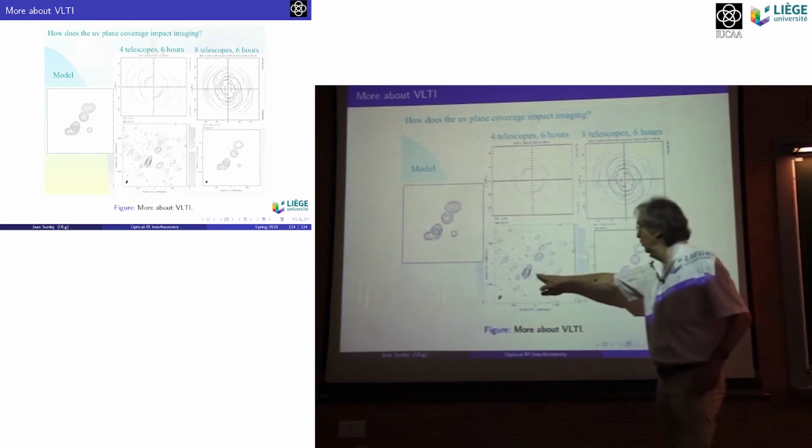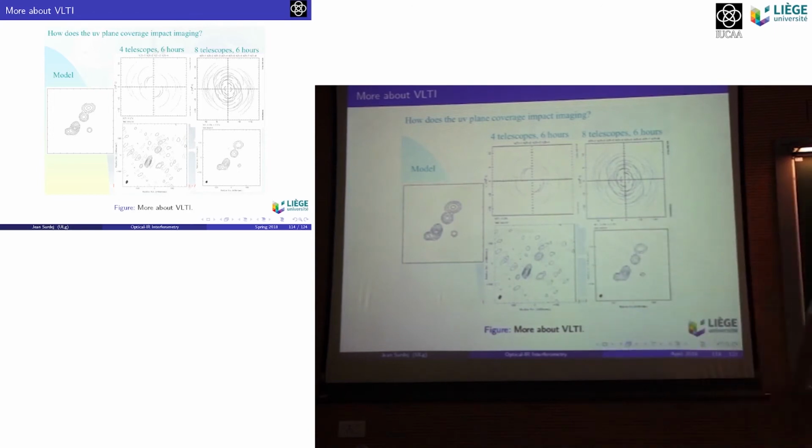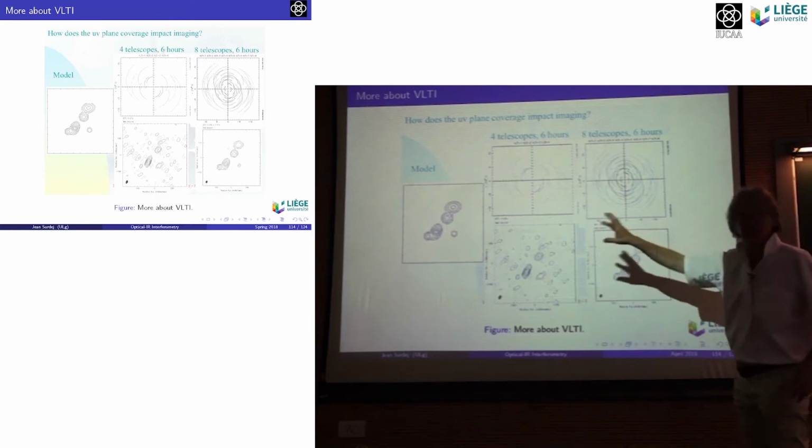And this would be the solution. So this is using four telescopes after 6 hours of observations. Now, let's assume that you would make use of eight telescopes during the same amount of time. This would be the UV coverage, much better. And this would be the restoration of what you see in the real model from the data. And then now you see that the agreement is quite good, quite good.